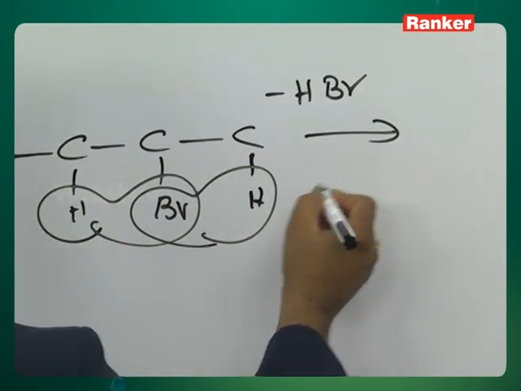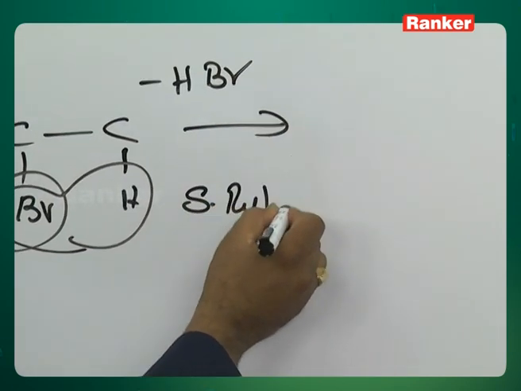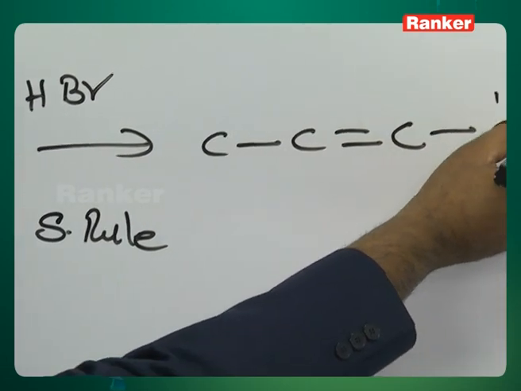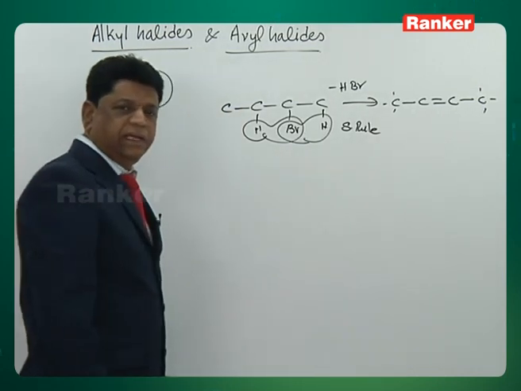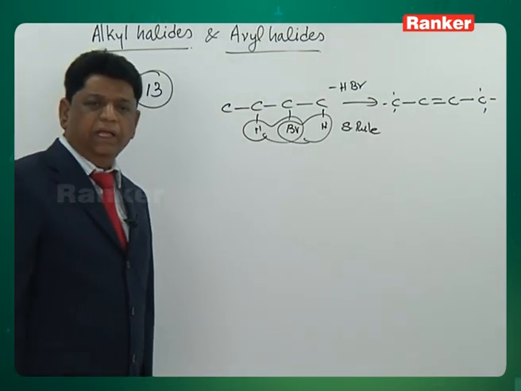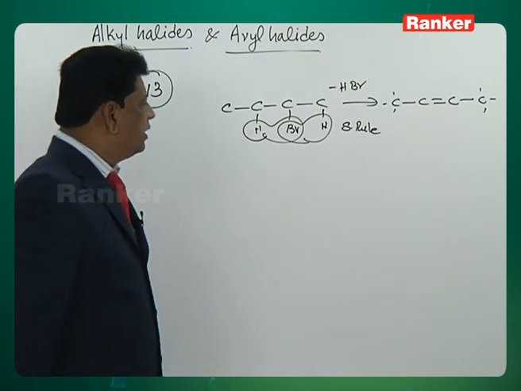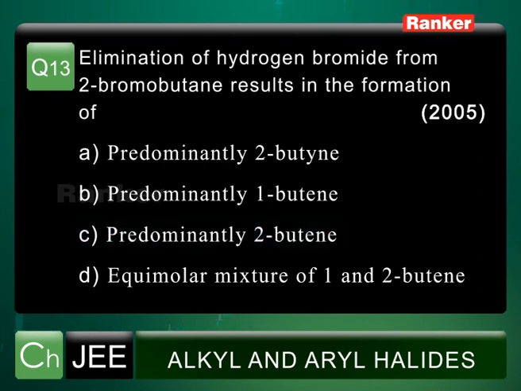The principle says a strong base is used. According to the Saytzeff rule, the compound having more alkyl groups, in turn more hyperconjugation, will naturally stabilize the alkene. So therefore 2-butene will be the major answer. 1-butene will be the anti-Saytzeff type. According to the Saytzeff rule, this is 2-butene, that is, the answer goes to C.